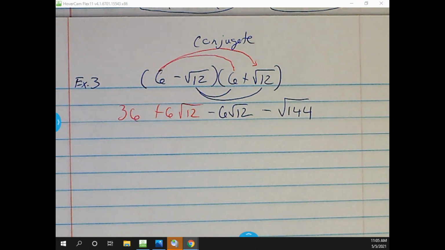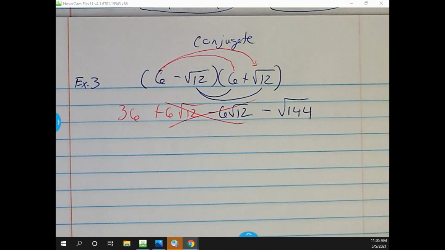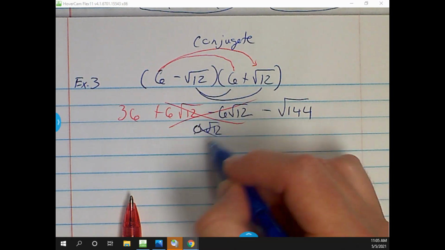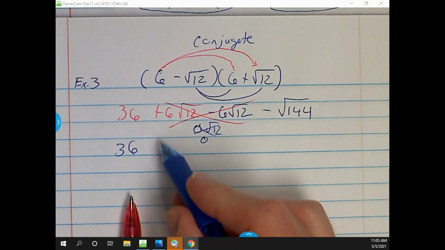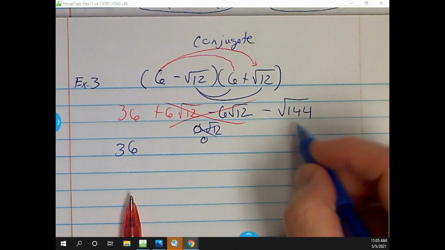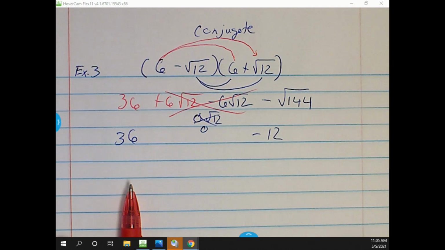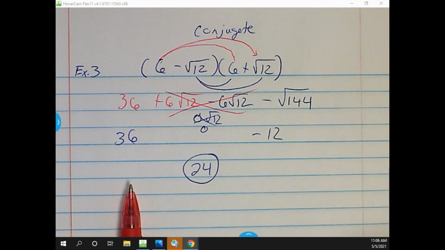The great thing about multiplying the conjugates together was that these two middle terms knock each other out because it's 6 minus 6, which is 0, square root of 12. Well, if it's 0 times square root of 12, well, that's just 0, so it's gone. So we've got 36 plus 0, which is still just 36. And then the square root of 144, well, that's just a 12. So it's 36 minus 12. So that would be just 24.